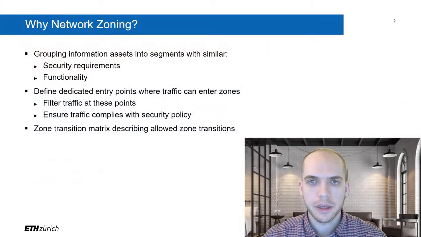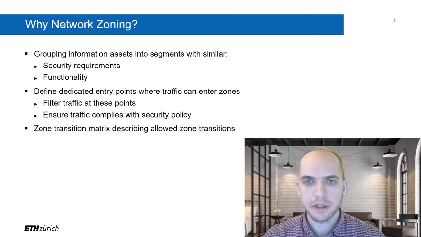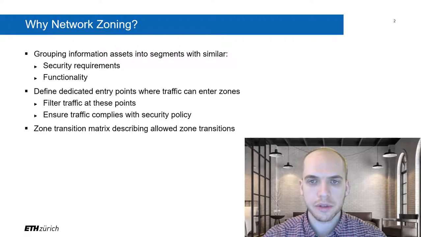I'd like to start by giving a short introduction to network zoning, explaining the concept on a high level, before showing how it is implemented on a more technical level. Network zoning is the grouping of information assets into segments that exhibit similar security requirements or similar functionality. For example, one might want to separate sensitive customer data from less critical data, or with the rise of connected devices, it makes sense to group IoT devices into their own segment. Such groups are called network zones.